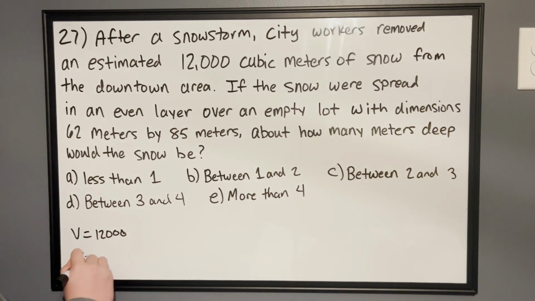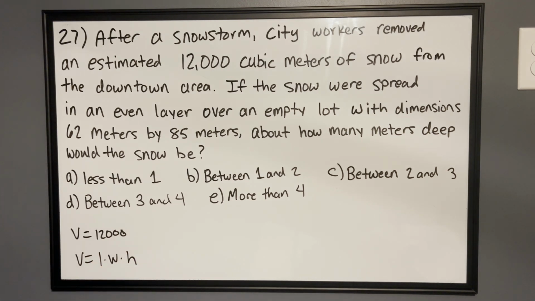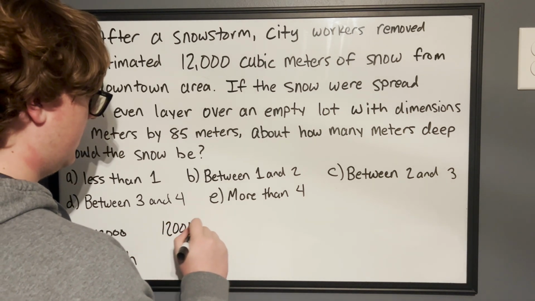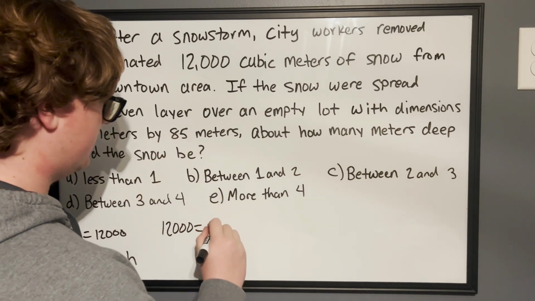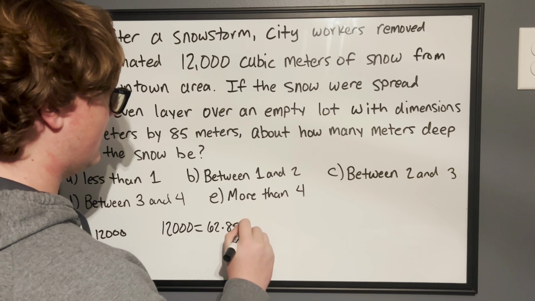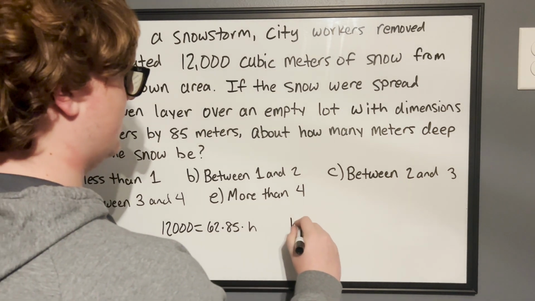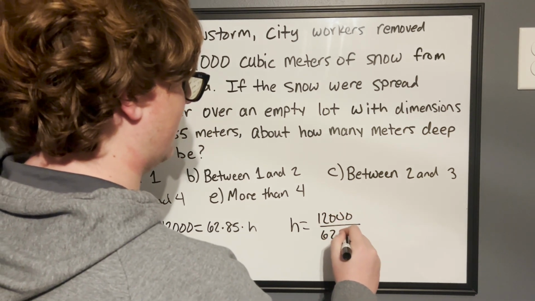We also know that volume is equal to the length times the width times the height. And the height in this case is the depth, but we're given length and width, and we just need to figure out what the depth is. So we'll just leave it at height for now. So 12,000 is equal to 62 times 85 times the height. To solve for height, we just divide by 62 times 85. So h is equal to 12,000 divided by 62 times 85.